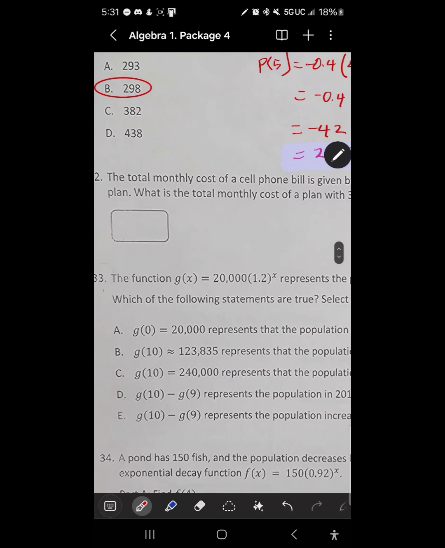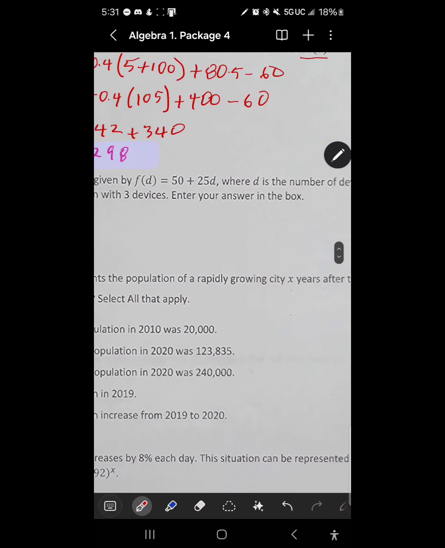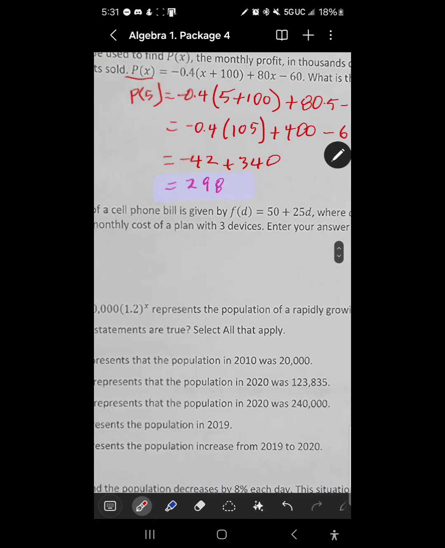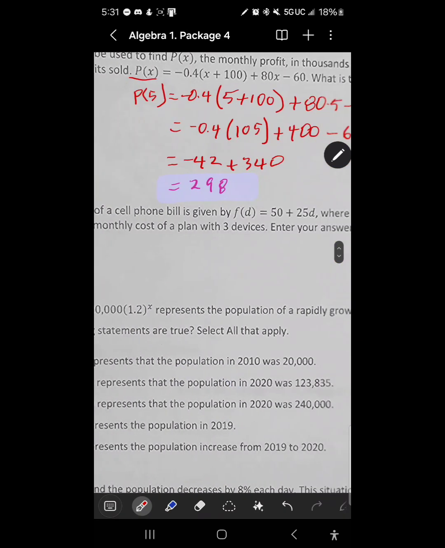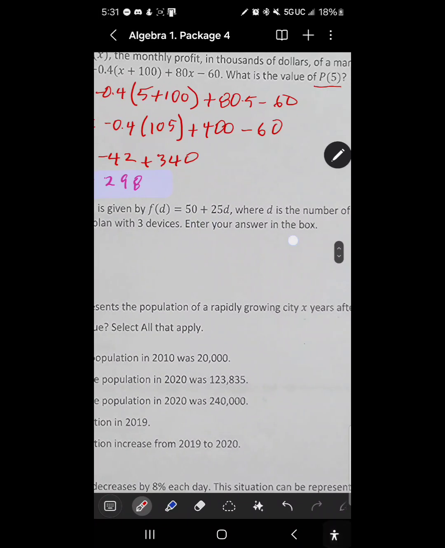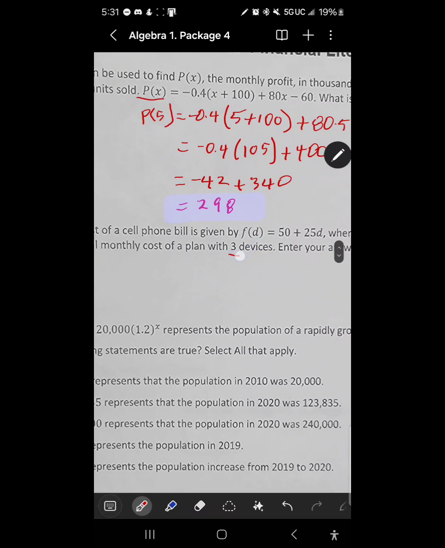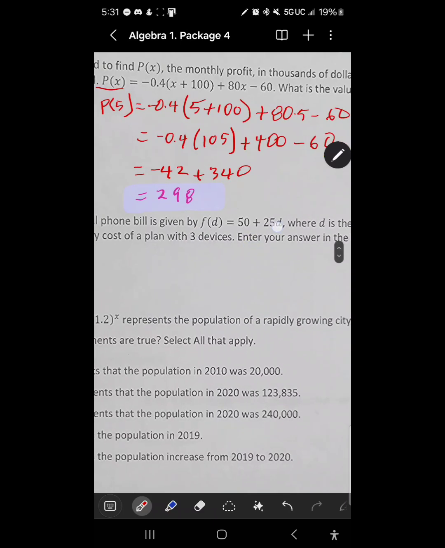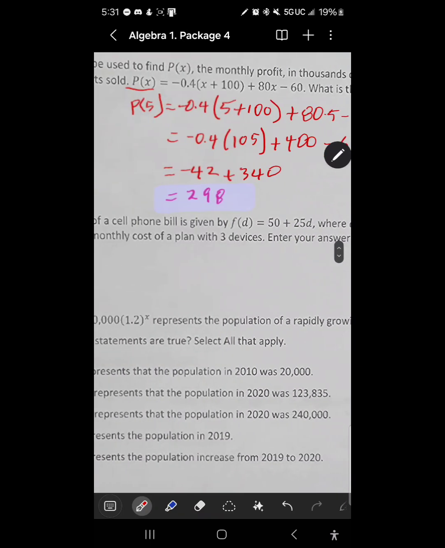Now, the total monthly cost of a cell phone bill is given by, okay, we have another function there, where D is the number of devices on the plan. What is the total monthly cost of a plan with 3 devices? Or if D is the number of devices, then 3 will be D, because we have 3 devices. 3 is the number of devices. So in this case, D will be equal to 3.